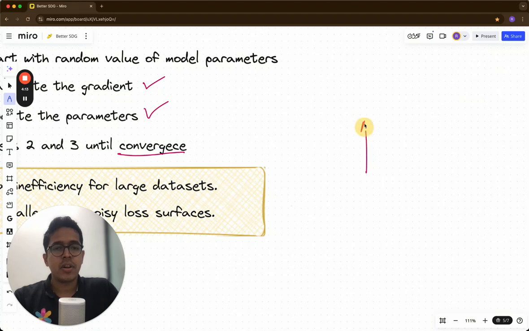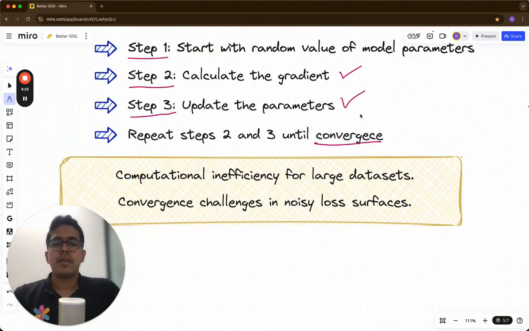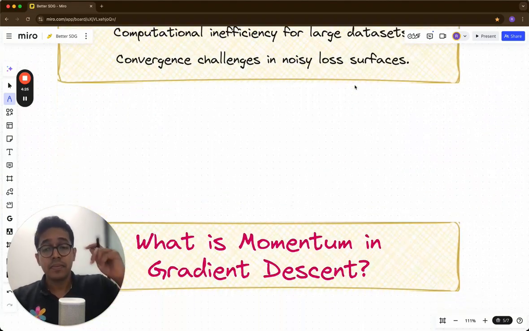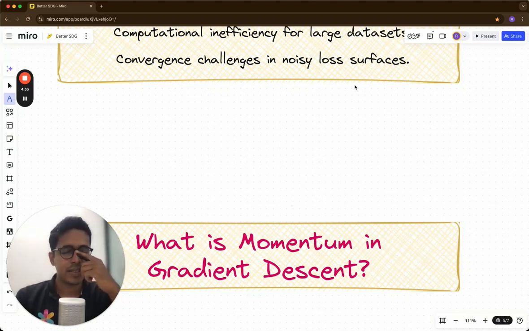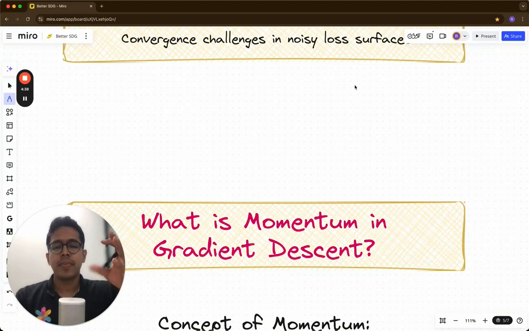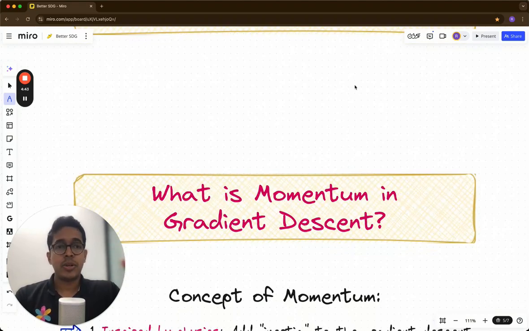When I say noisy loss surfaces, I mean surfaces where, plotting J against theta, things can look a bit jumpy. So this is where we have to figure out ways to make gradient descent better. In the last lecture, we learned how stochastic gradient descent makes gradient descent slightly better. In this lecture, we will see a concept called momentum and how it makes gradient descent better. When you hear the term momentum, I'm sure you are thinking about momentum from physics, and maybe you are wondering whether that momentum is related to this momentum.